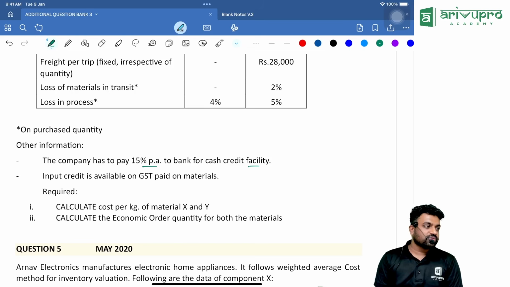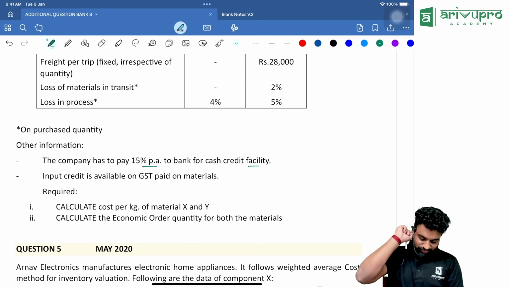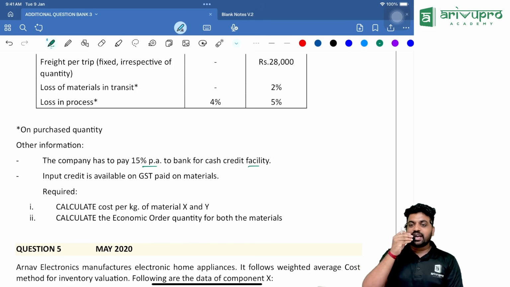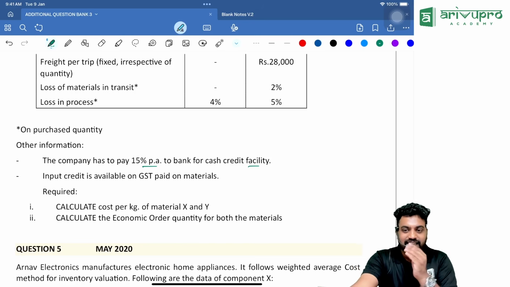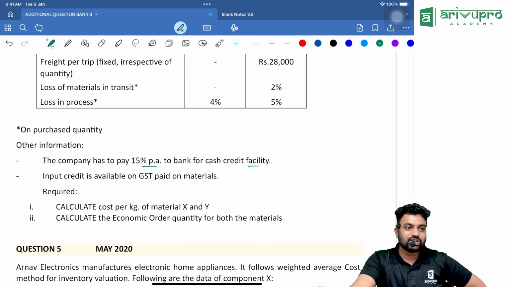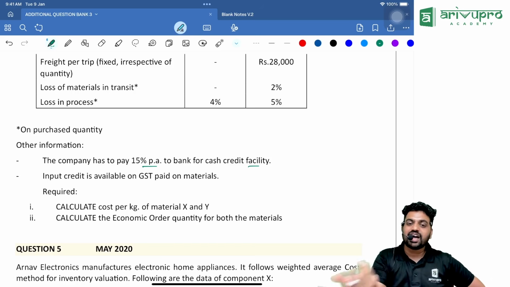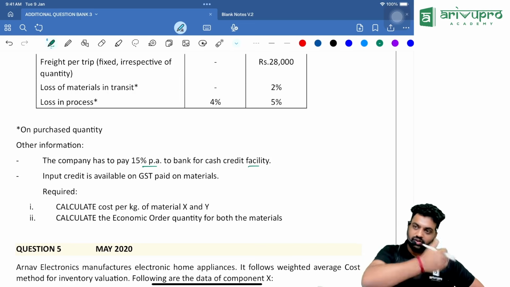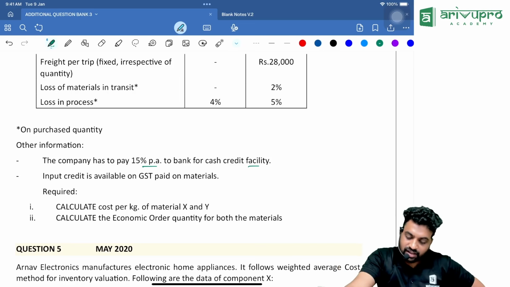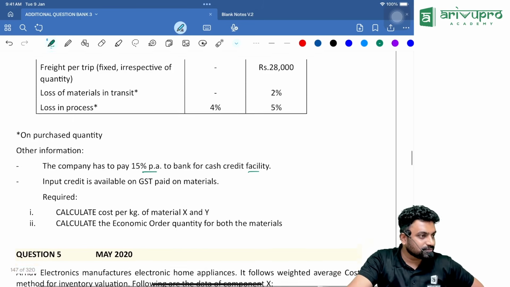Just in time. For product X, we are able to achieve just in time. When you are able to achieve just in time, of course, there won't be any EOQ as such. Because carrying cost is 0, which means you divide something by 0. Not defined. Correct? You can't define it. Infinity. But for Y, it will be there. Fine. So, shall we start?